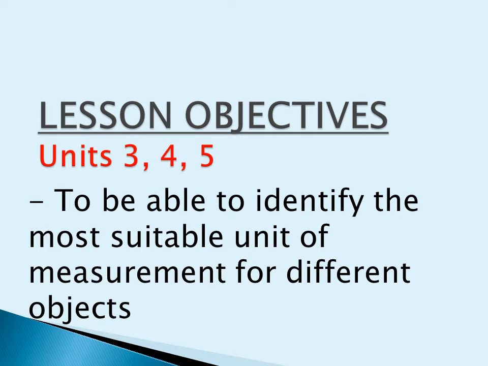Now, you can see the lesson objective. The objective is for unit 3, 4, and 5, right? Yes, that's because we've been looking at 3 units: length, mass, and volume, right? So we're just going to be looking briefly again at each of them, and we'll look at how to identify the most suitable units for measuring different objects. For example, if I just take a look at an object, I should be able to tell the best units to measure that object.